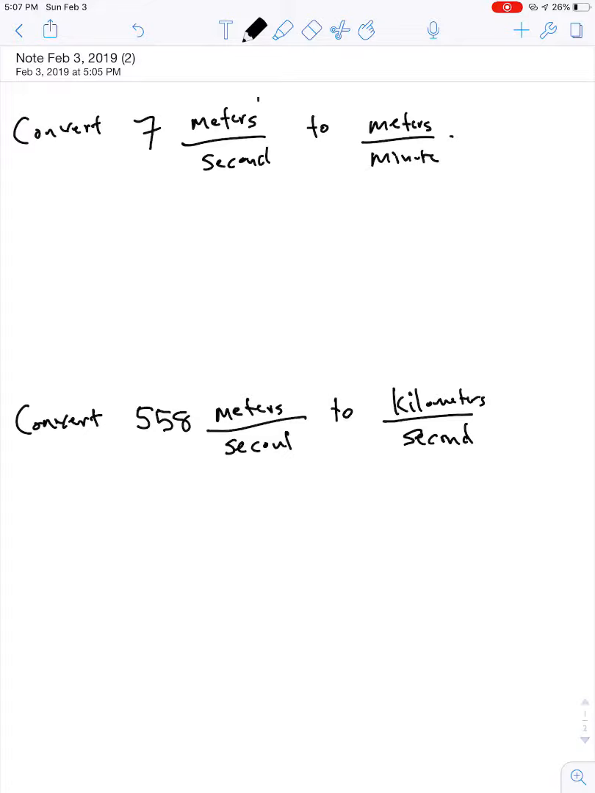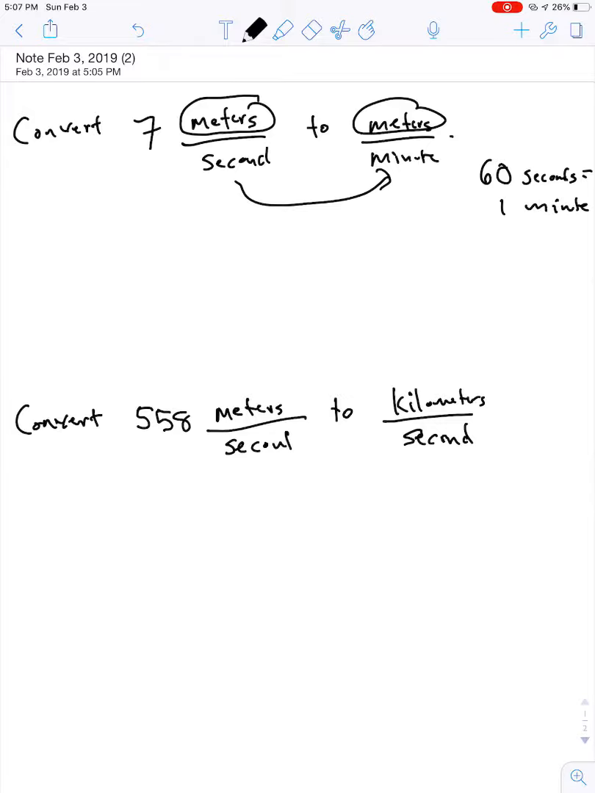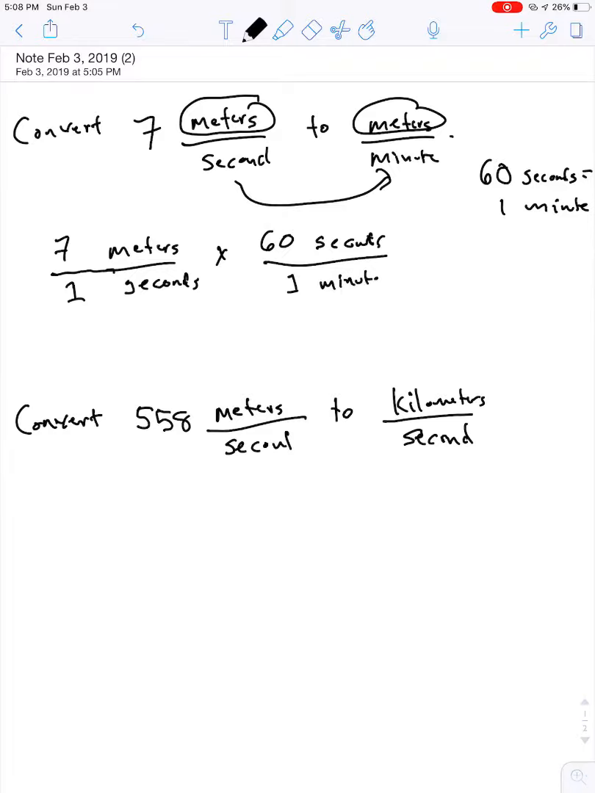So in this case, meters is left the same, so we don't have to worry about that. But we are converting seconds to minutes. So we know that there are 60 seconds in 1 minute. So if there are 7 meters, I'm going to say 7 meters per 1 second, and there are 60 seconds in a minute, then I can convert this to meters per minute.